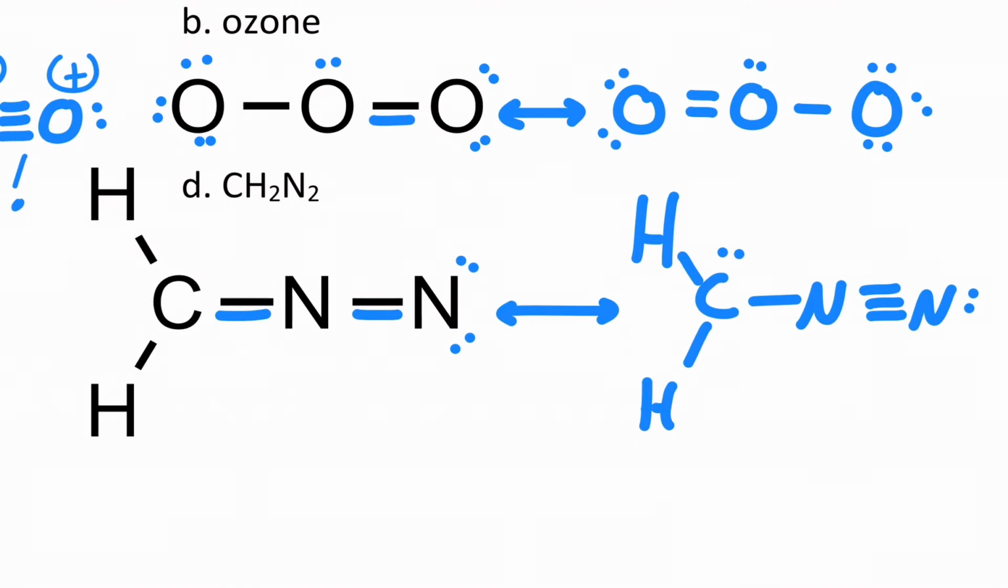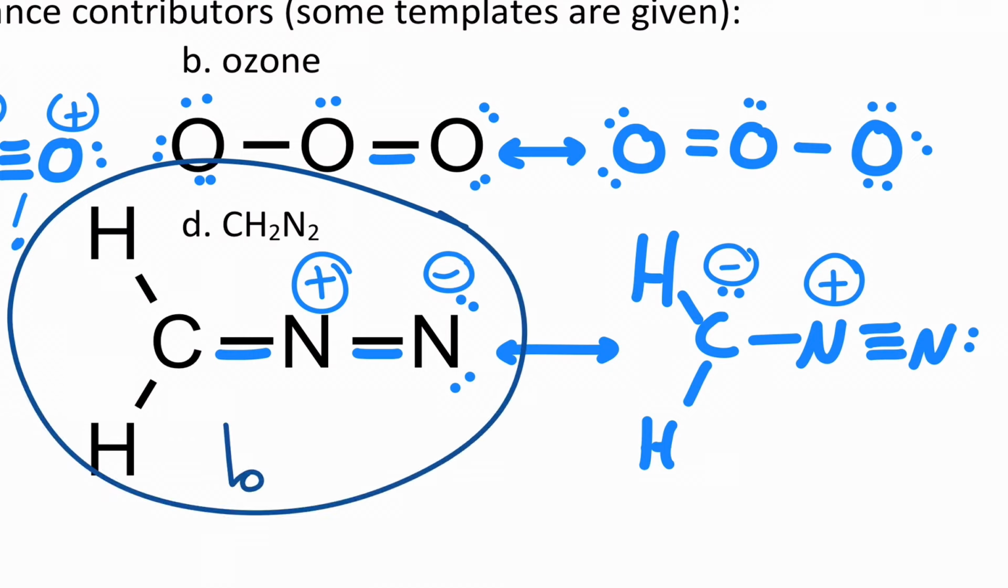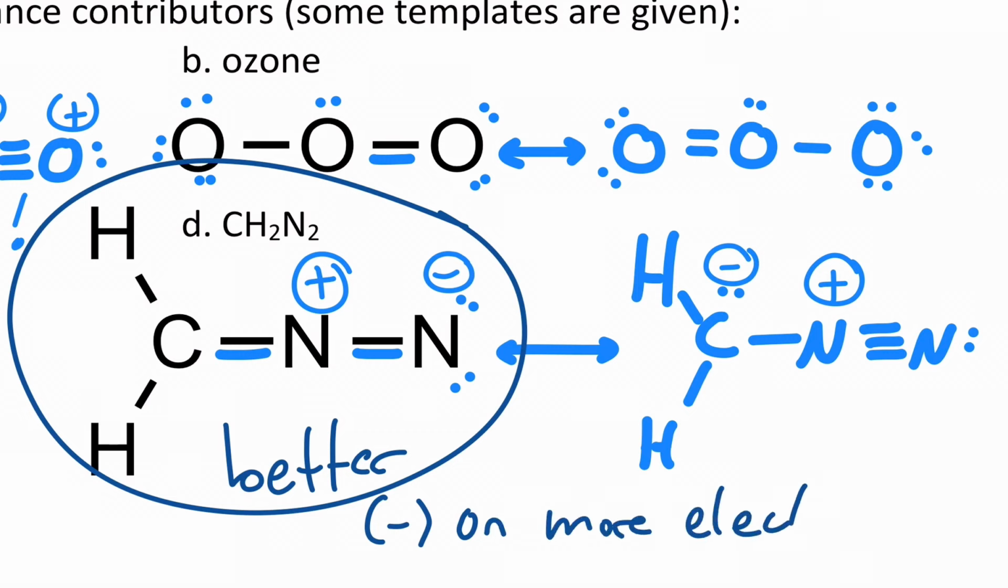Going back to formal charges, just to finish up, we actually do have formal charges here. The middle nitrogen would be plus in both cases. The left one would have a negative nitrogen. The right one would have a negative carbon. And that means the left one is better because the negative is on the more electronegative nitrogen.